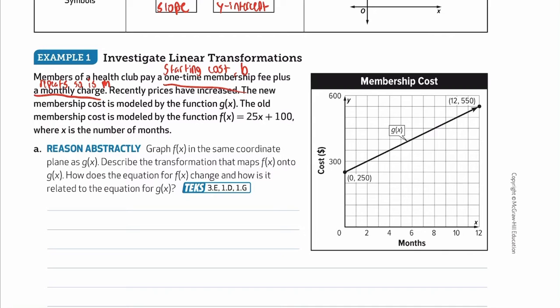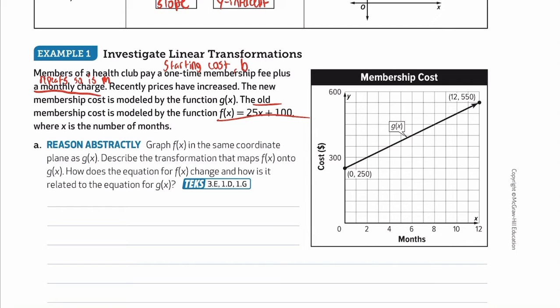It says that prices have increased, so that means something's going to be changing in this equation. It was one thing, now it's going to be changing. The old equation is f of x equals 25x plus 100. If you're copying this into your journal, you would write this original equation, and we're going to graph it. They gave you, if you look at this graph to the right, it says g of x. Now where in the story is g of x? G of x is right here, and g of x is talking about the new one.